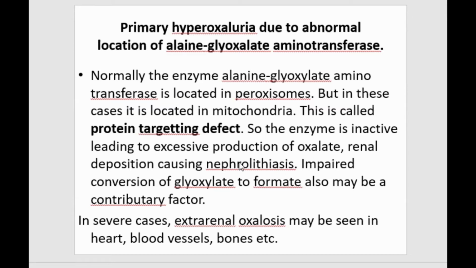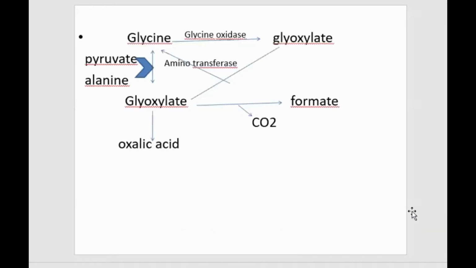So the enzyme is inactive, and so there is excessive production of oxalate, and renal deposition causing nephrolithiasis. Impaired conversion of glyoxylate to formate may also be a contributory factor. In severe cases, extrarenal oxalosis may also be seen, and the oxalate stones will be deposited in the heart, blood vessels, bones, etc. So this glycine metabolism you should remember.